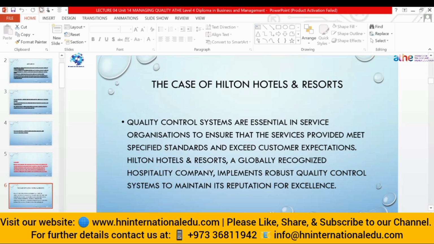So I chose the Hilton Hotels and Resort. Quality control systems are essential in service organizations to ensure that the services provided meet the specified standards and exceed the consumer expectations. Specifically, those organizations which are providing hoteling services to you people and spending the staycations or vacations over there, they have to inculcate the quality control system very efficiently because they want to meet your expectations as a consumer. Hilton Hotels and Resorts, a globally recognized hospitality company, implements robust quality control systems to maintain its reputation for excellence.